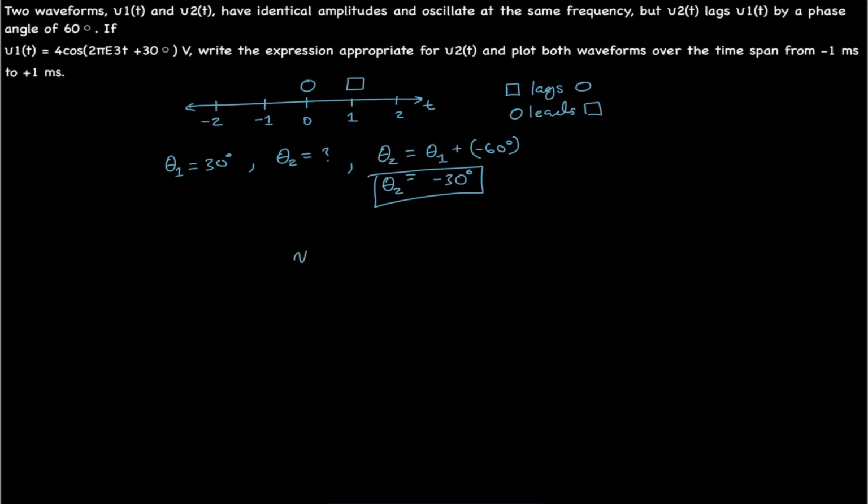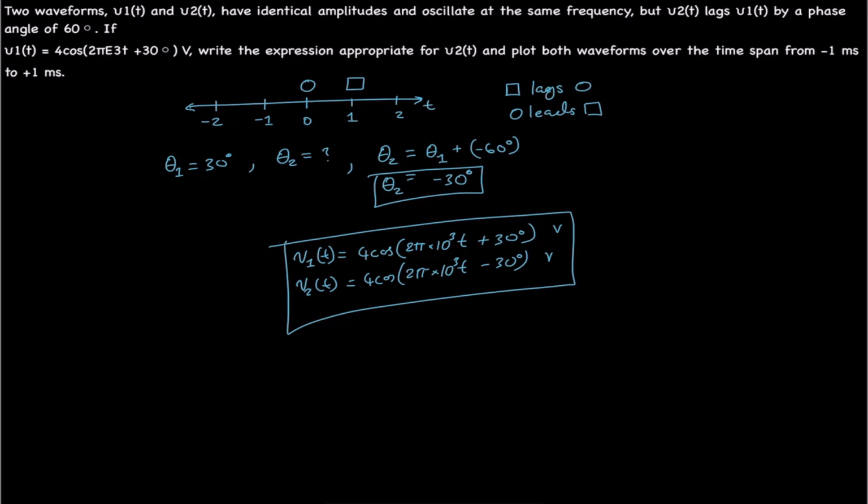Thus v1 of t is equal to 4 cosine of 2 pi, and I can just write that instead of e to the 3, I can just say 10 to the power of 3 times t plus 30 degrees. That's in volts. And v2 of t is equal to 4 cosine of 2 pi 10 to the power of 3 t minus 30 degrees. And that's in volts.